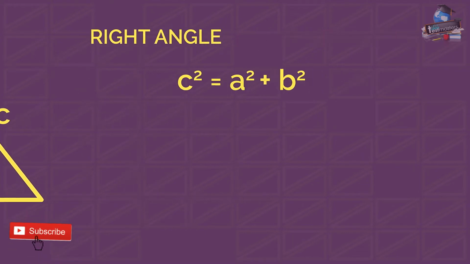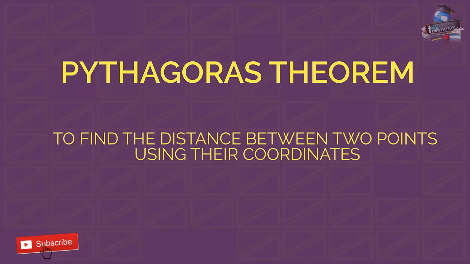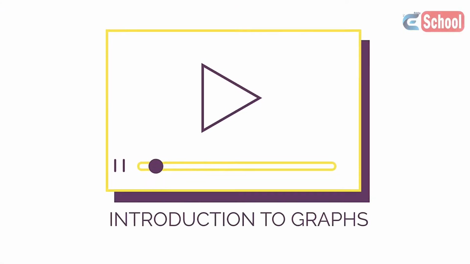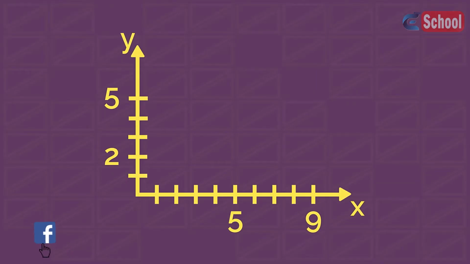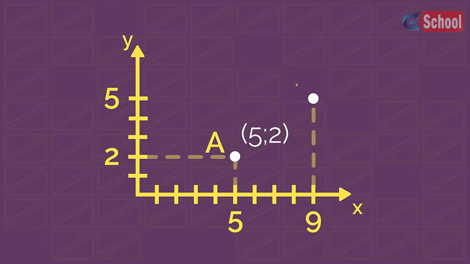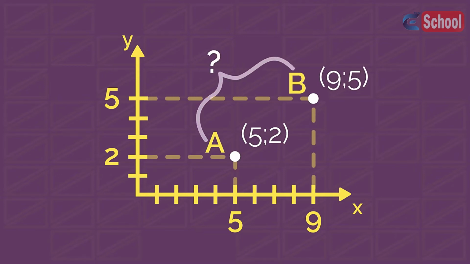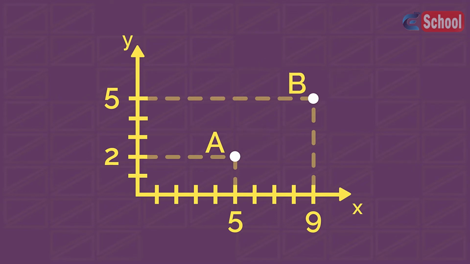One useful thing you can use Pythagoras Theorem for is to find the distance between 2 points using their coordinates. If you don't know how to work with coordinate plane, watch this video. But if you know what it is, let's try to find the distance between two arbitrary points. Assuming that we have 2 points, A with coordinates 5, 2 and B with coordinates 9, 5, what's the distance between them? Or in other words, what is the length of the line segment AB?